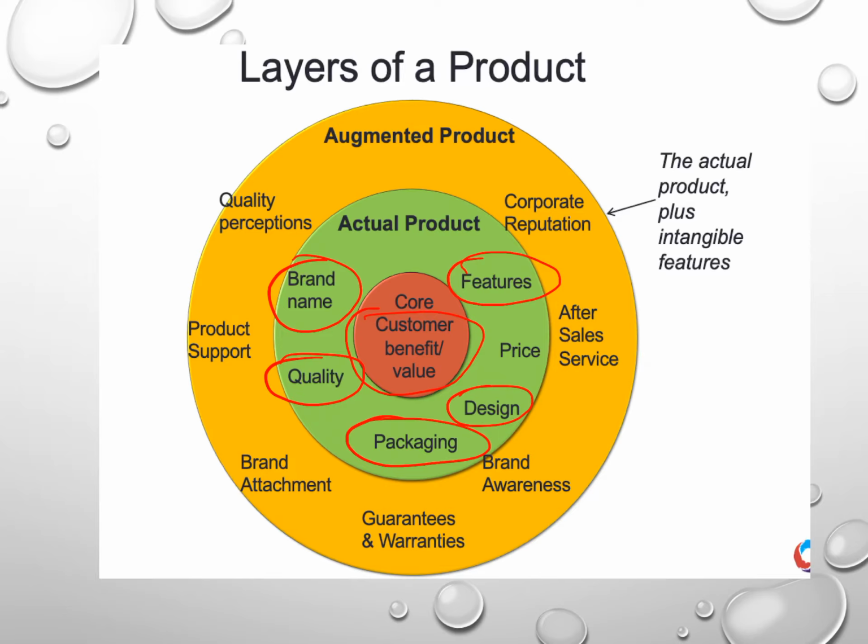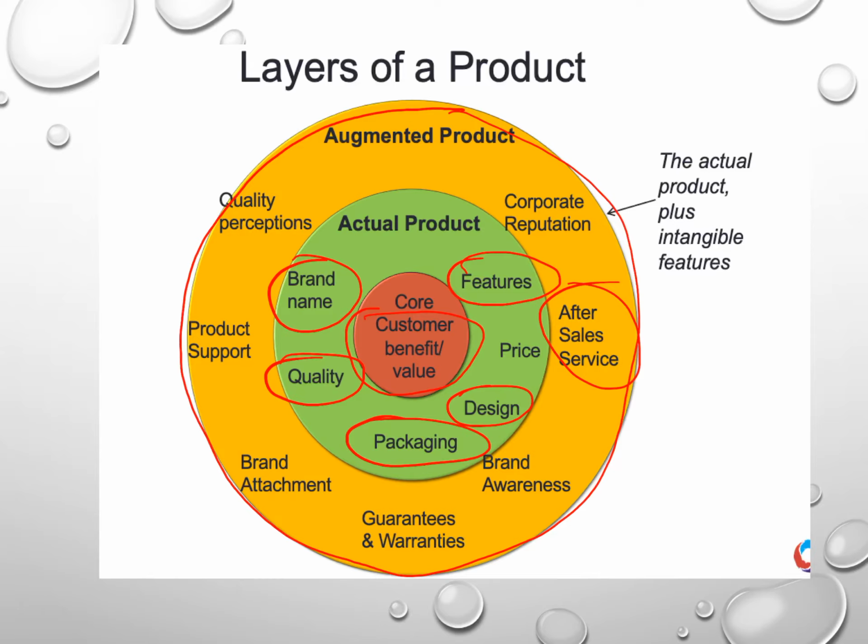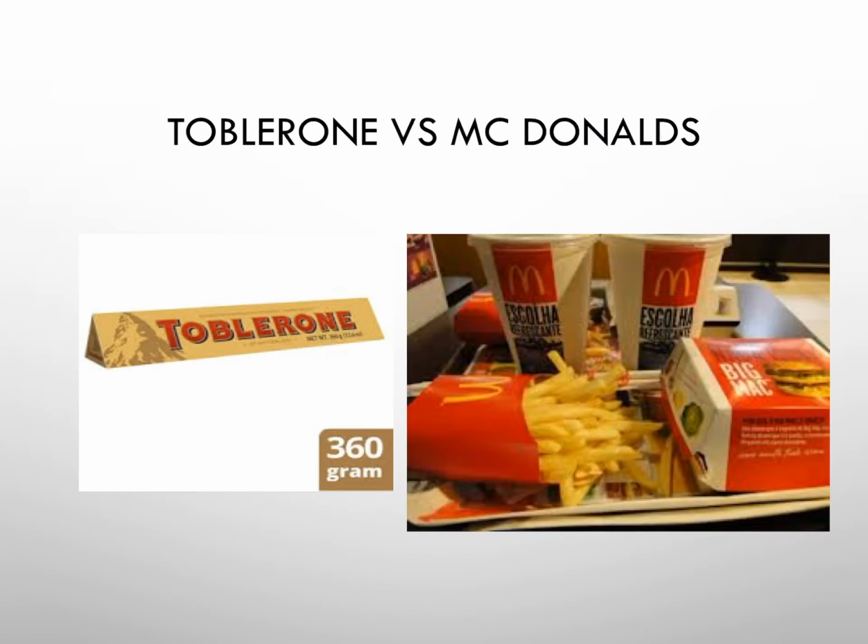So all these factors will contribute to create a strong brand name, and all these intangible features are also important, such as after sales services. After a customer purchases a brand, what after sales services does a company provide? What are the warranties that they provide? Toyota gives a 5-year warranty. I would love to buy. Look at these two brands. Look at the packaging. You can recognize the brand by looking at the packaging.